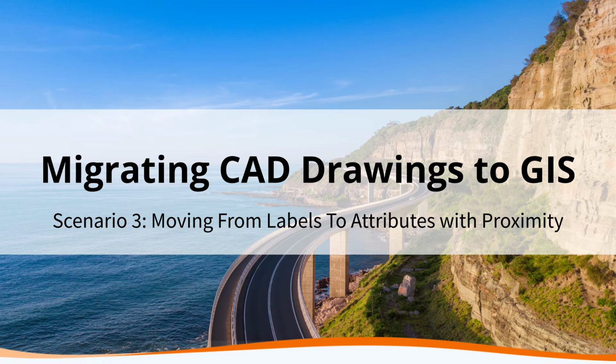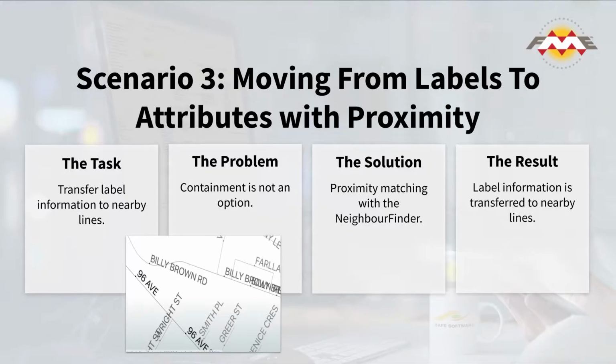Scenario 3 that we had was much like the last one, where we were moving labels to attributes based on containment, but this time we're going to do it onto lines by being close. Here we have a bunch of labels. They're near lines, and we want to transfer the information from the label to the line. And containment isn't an option. Fortunately, we have our friend the neighbor finder, which is a transformer that uses proximity to pair candidates to lines to give us the attributes we want. If we're lucky and we use it right, our label information will be transferred to the lines.